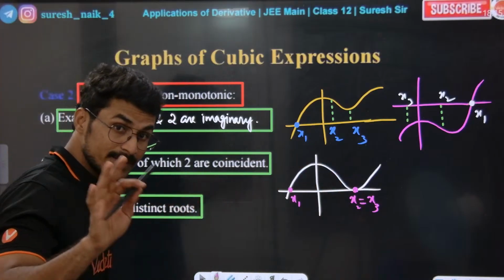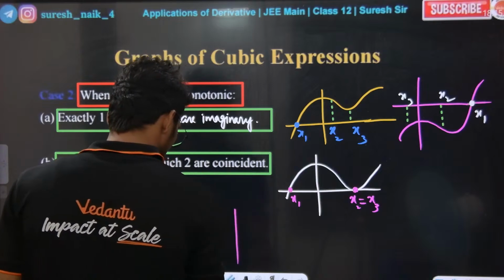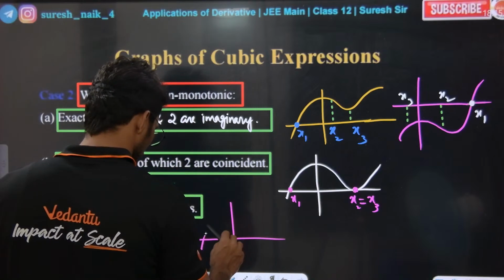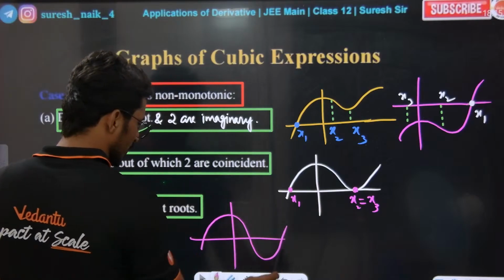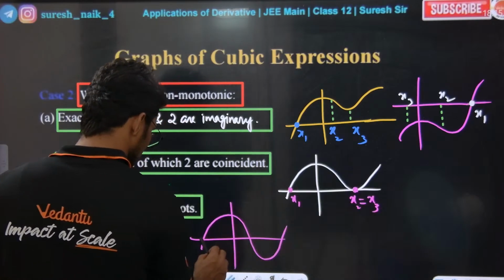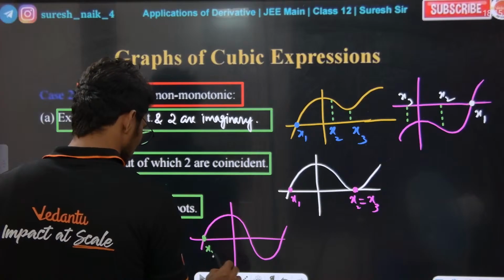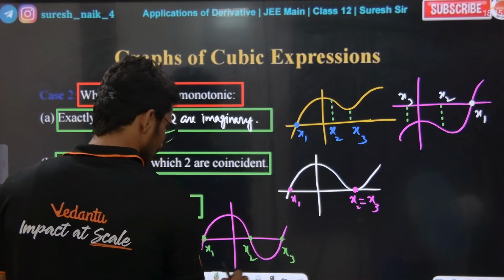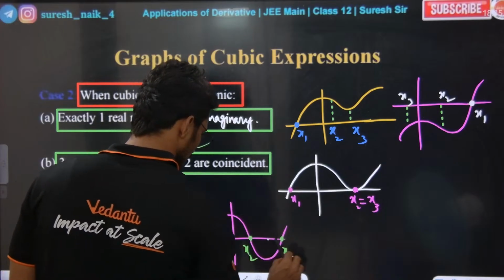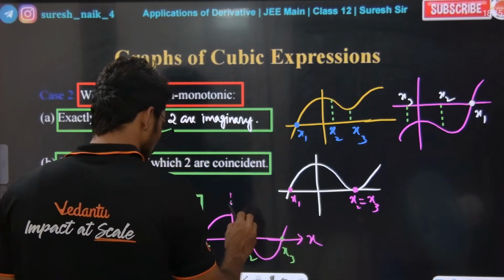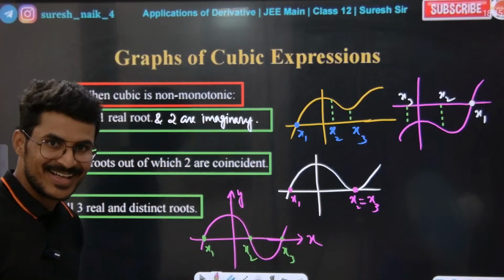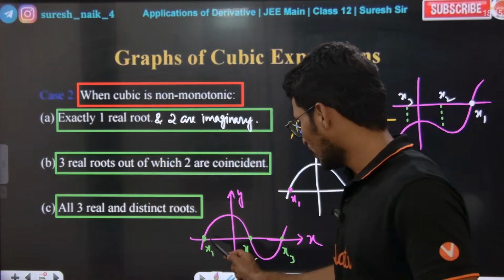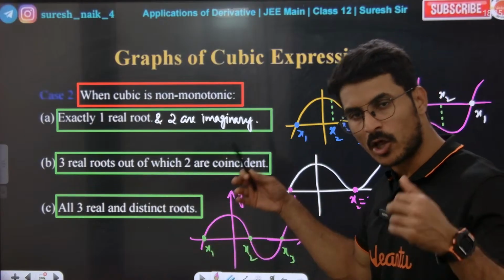Now all three are distinct, which means a simple graph. Some simple graph 1, 2, 3. The graph is cutting the x-axis at 3 points: this x1, this x2, this x3. Do you understand? Three real and distinct roots means 1, 2, 3, all are real and all are different.